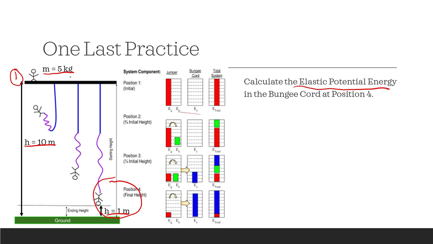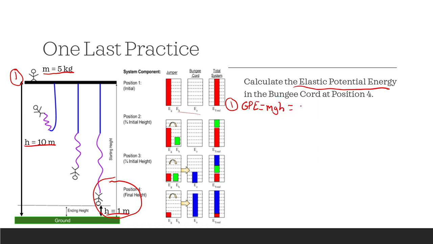Okay, so this one's a little bit more complicated. We have to start out by calculating the energy at position 1 first, so that we have our total energy. So at position 1, all of our energy is gravitational potential. He's not moving. We don't have a spring that's starting to stretch just yet. So we have GPE, and that is equal to mgh.